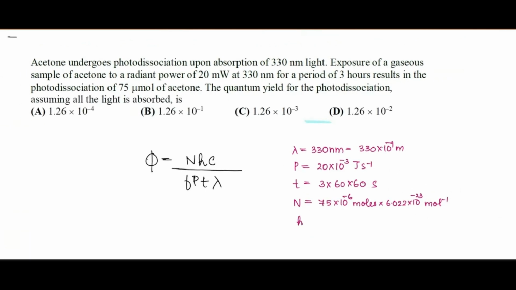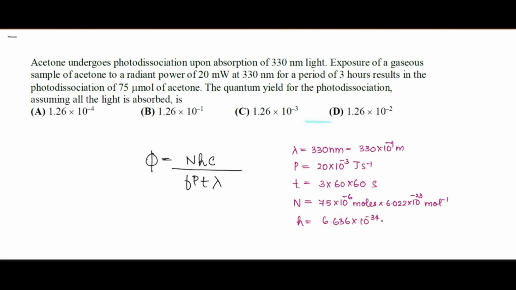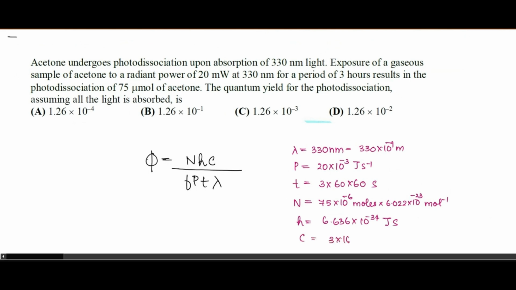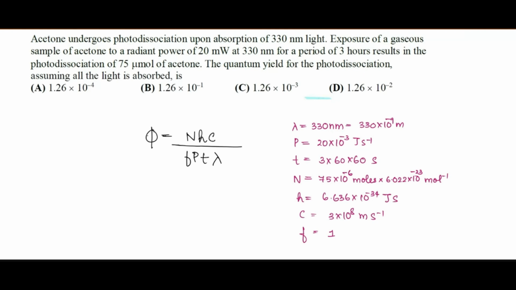The value of h you already know. It is 6.636 into 10 to the power minus 34 joule seconds. And c you know, it is 3 into 10 to the power 8 meter per second. They have not said anything about the fraction. So let's assume that it's 100% efficient. So F is equal to 1. Let's put these values in. How much do you get?